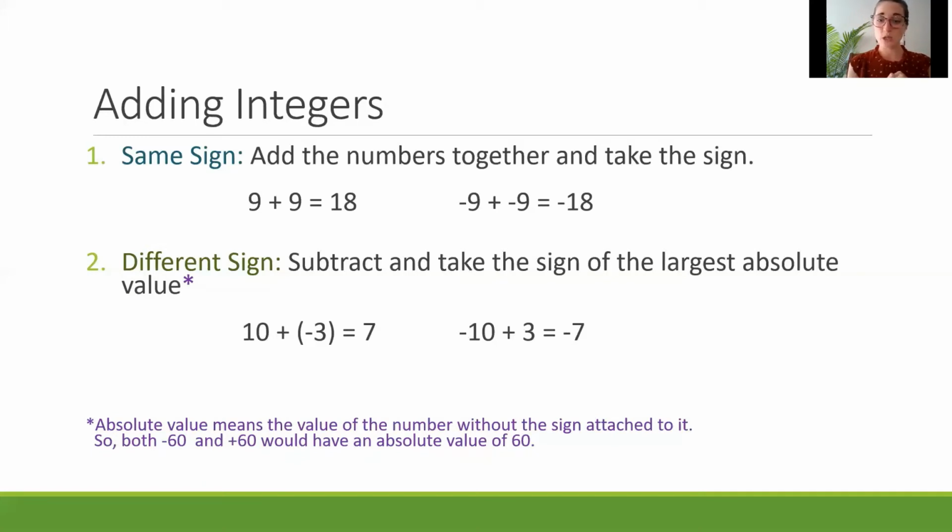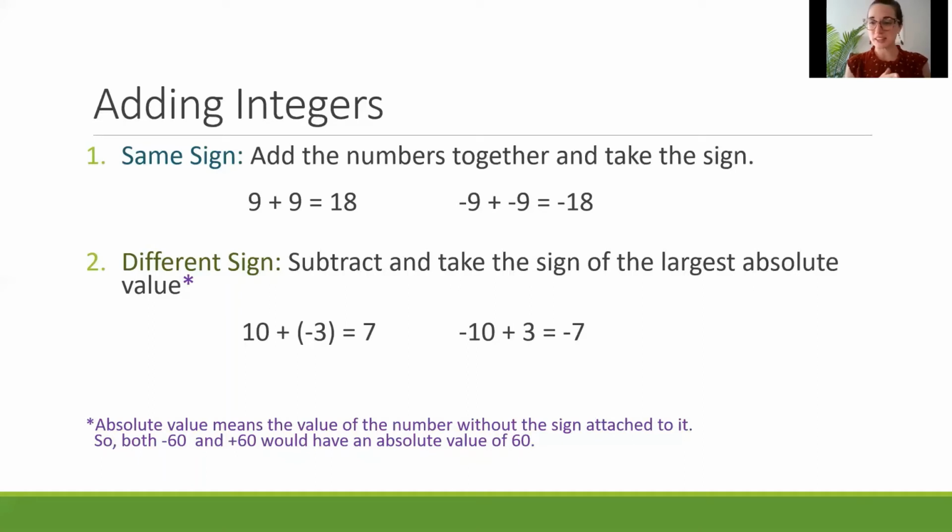But it says, which sign do we take? Well, it has to be the one that has the largest absolute value. So the absolute value of 10 is 10, and the absolute value of -3 is 3. So 10 has the larger value there. So we're going to keep that positive.